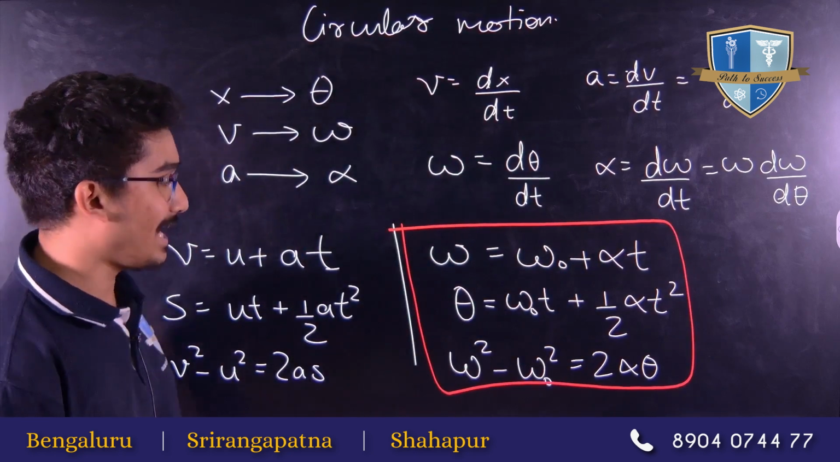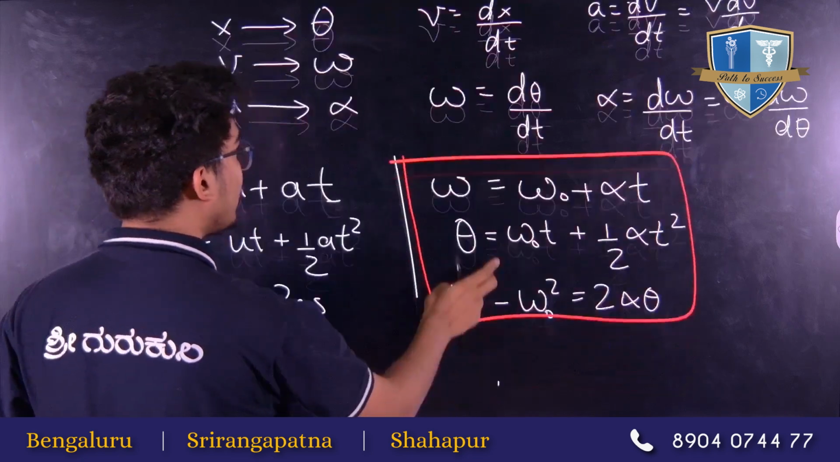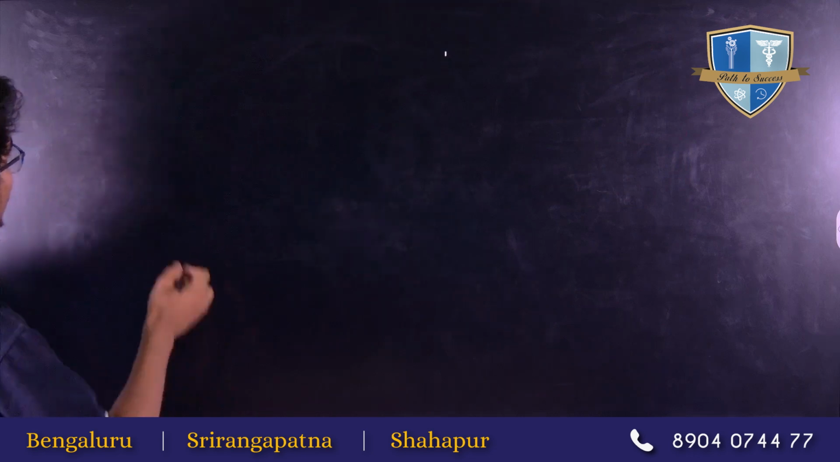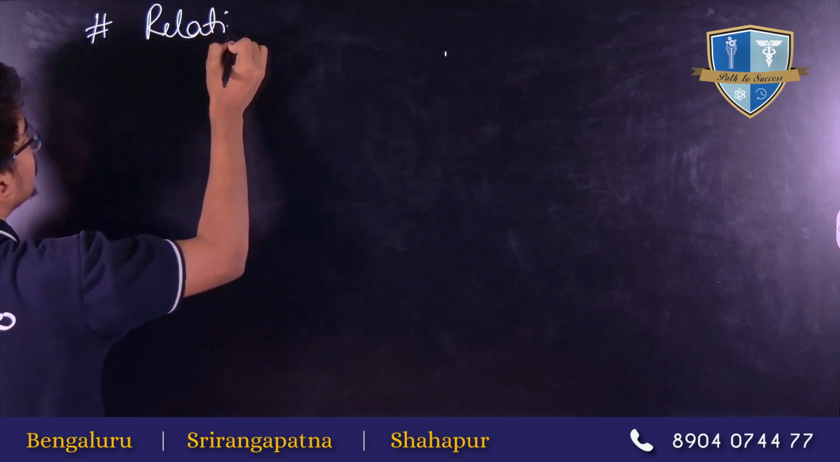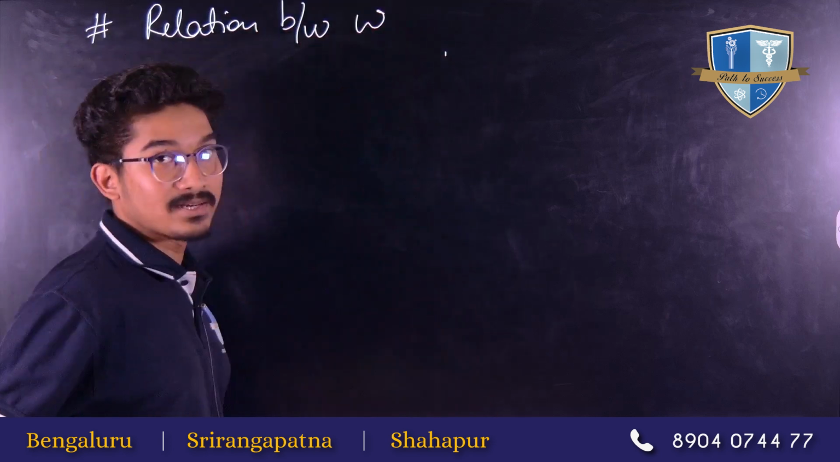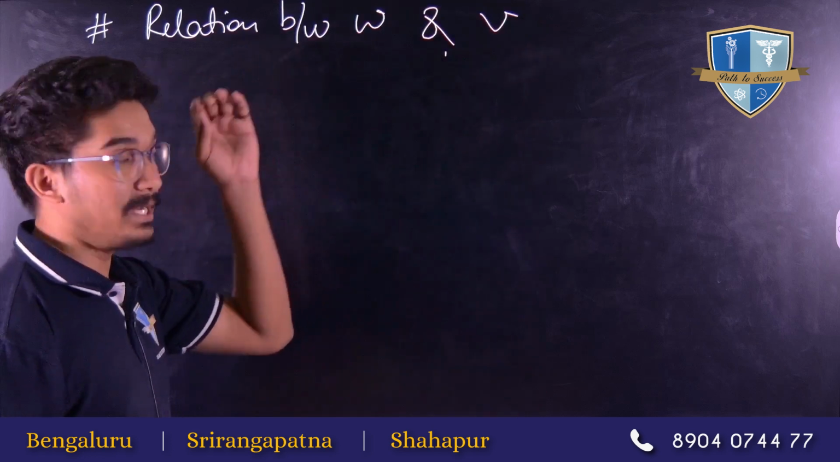Now what is extra in this chapter? What is different in this chapter? So we'll study three extra relations. First we'll study about the relation between omega, that is angular velocity, and speed, which is the tangential speed, correct?